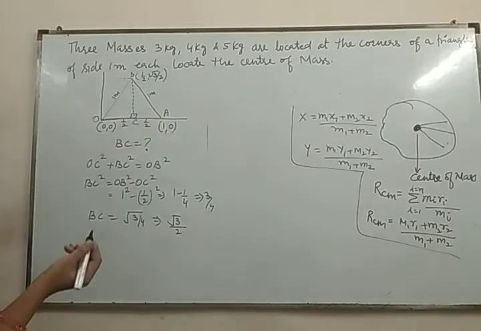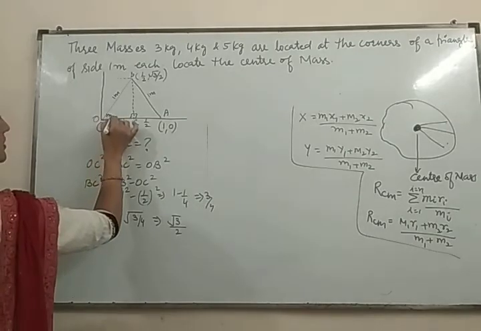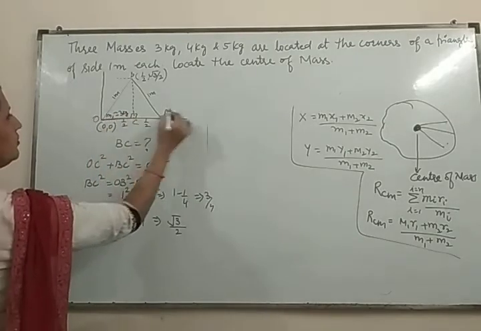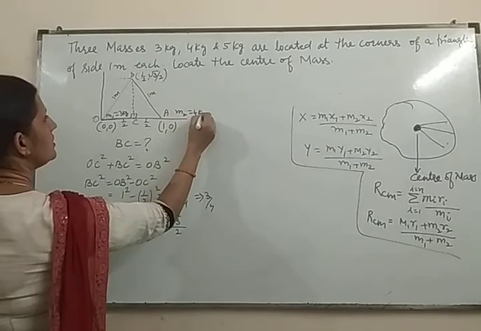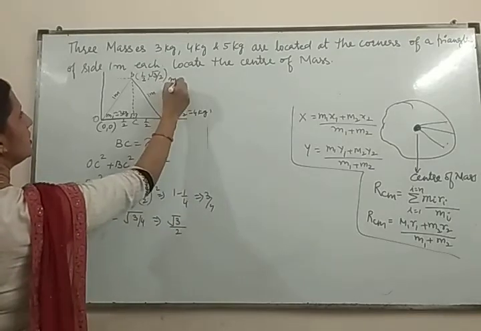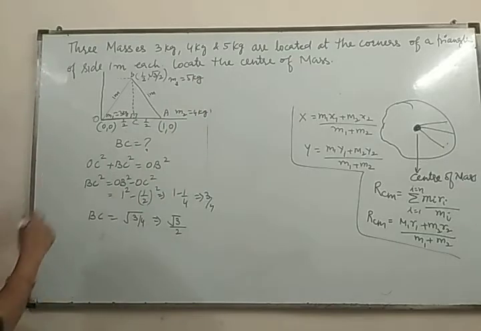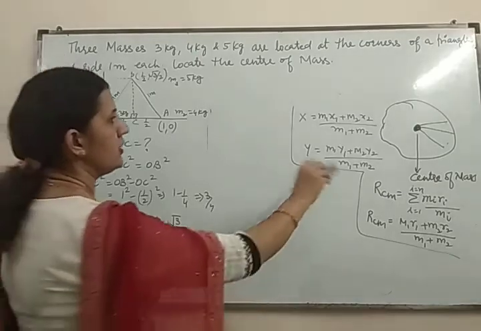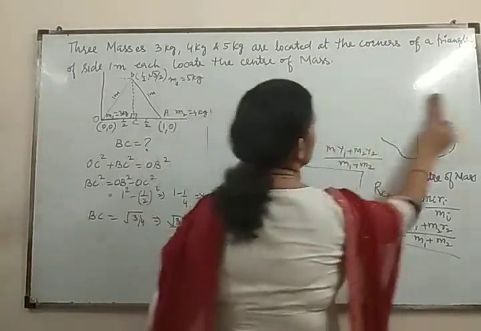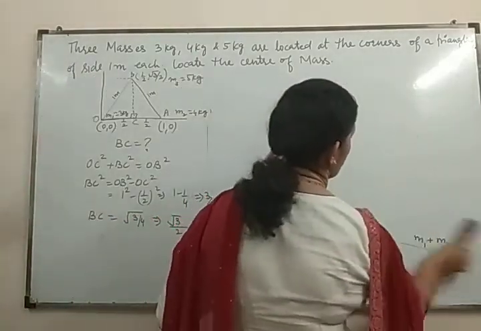Now there are 3 coordinates, 3 masses. M1 is 3 kg, M2 is 4 kg and M3 is 5 kg. You have to find the x and y coordinates. For the x coordinate, I hope you have written all this. So write the formula here and we solve the question.